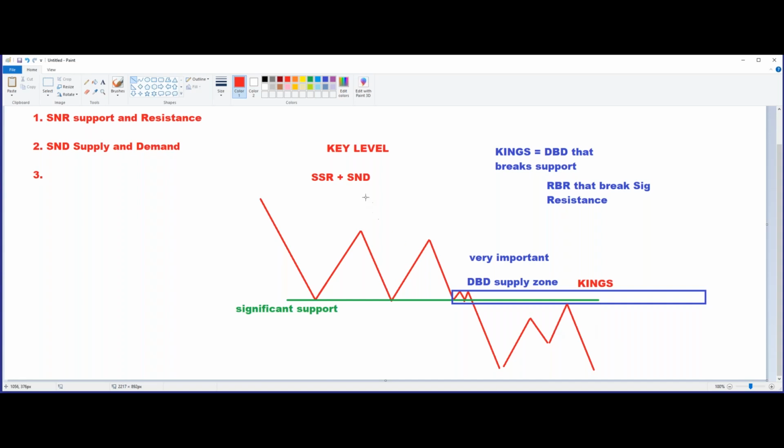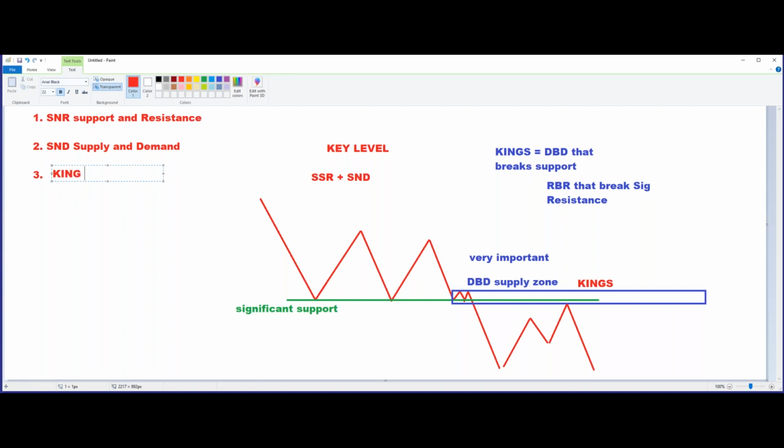Okay, this is all the concept, the key level. So you guys understand the king. Now you see the king. We learn about king. This is very important. The basic king is equal to a drop base drop that breaks significant support, or a rally base rally that breaks significant resistance. This is king. Breaks significant resistance.